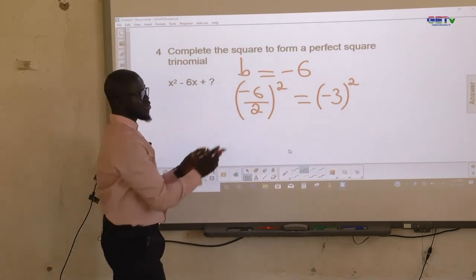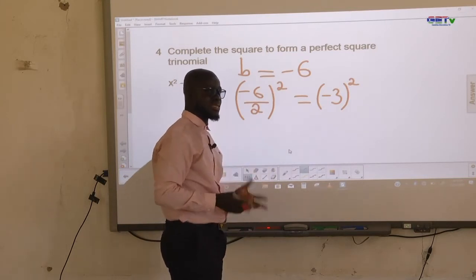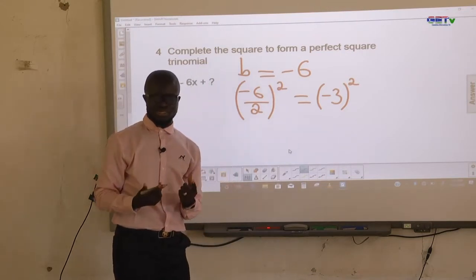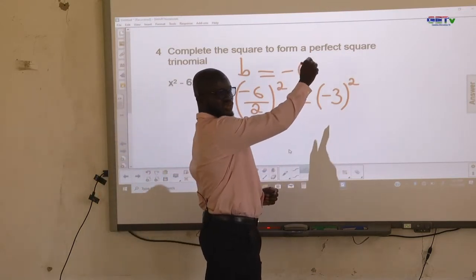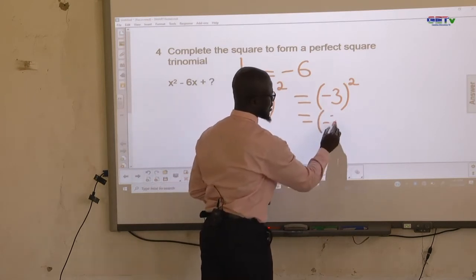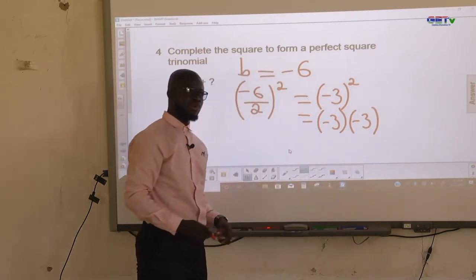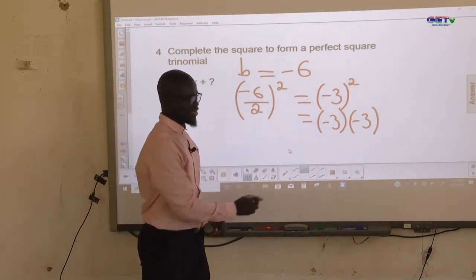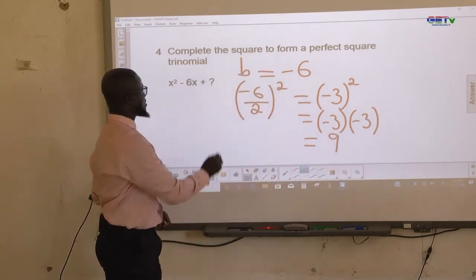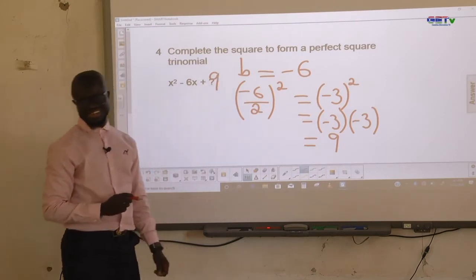Now, we have negative 3 all squared. Remember I said when a negative number is squared in bracket, remember I stressed the words in bracket, the result is always what? Positive. So this is the same as multiplying negative 3 by negative 3. And what is negative 3 times negative 3? The result is 9. So the answer to the space provided here is 9.